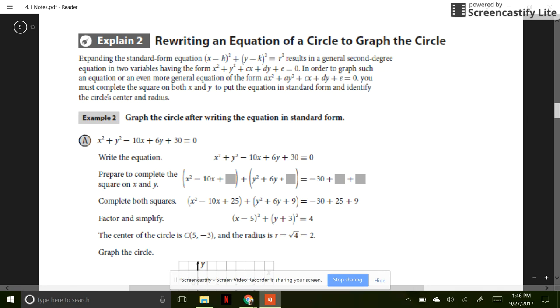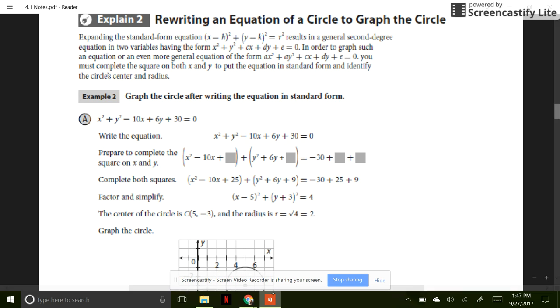We can use this to help us find the equation of a circle, to graph it. Oftentimes you'll get a second degree equation in two variables like it talks about here. In order to graph this equation or to get it into standard form, you have to complete the square on both x and y, which we use to identify the circle's center and radius.